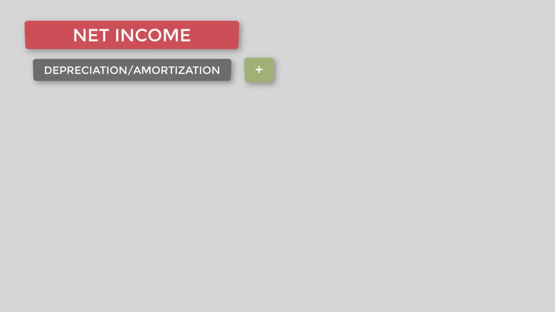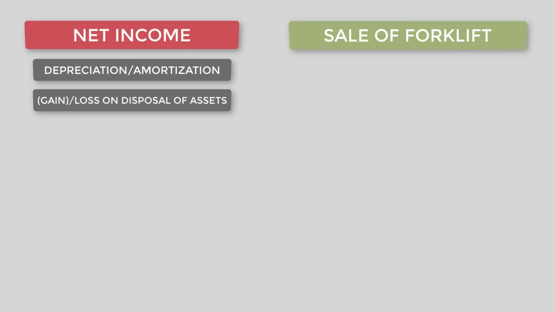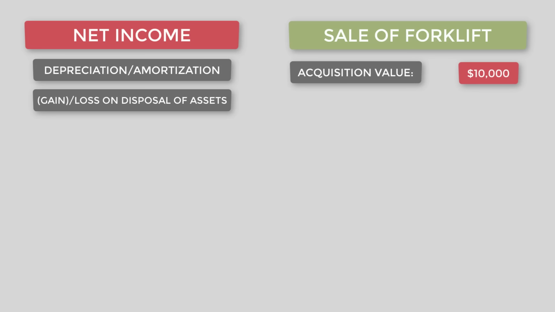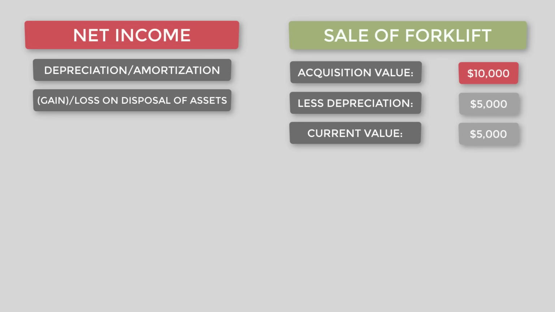The only time cash is affected is when we actually buy the asset. But depreciation and amortization reduce net income, and since net income is the starting point up here, we need to add this expense back. Same goes for the gain or loss on the disposal of non-current assets. Let's say the business is selling a forklift, which it acquired for $10,000 2 years ago, but now doesn't need it anymore. And let's say the current asset value of the forklift is $5,000 because the company has been using it for 2 years in its warehouse.